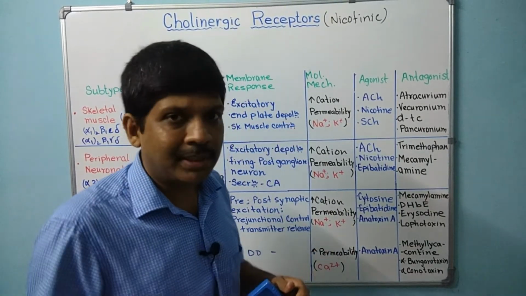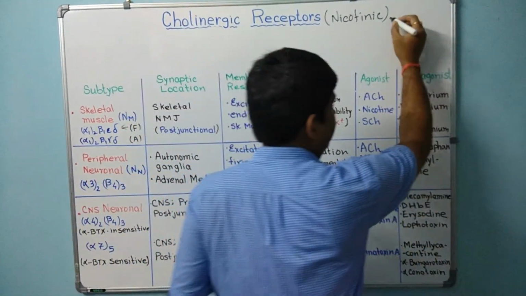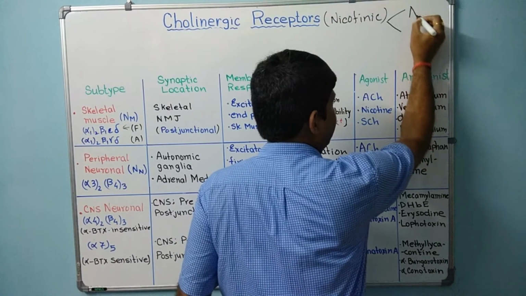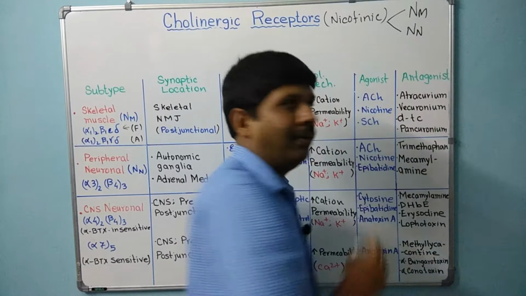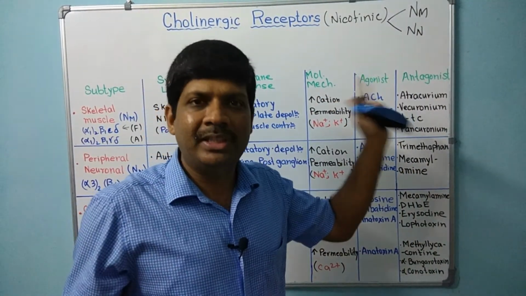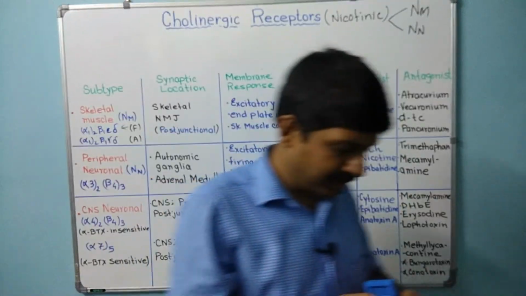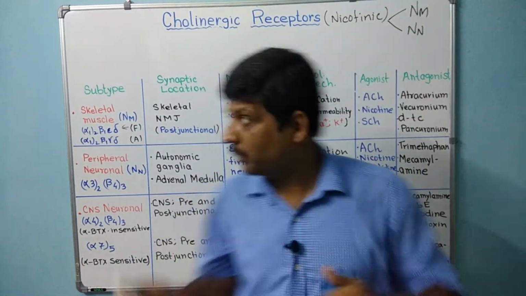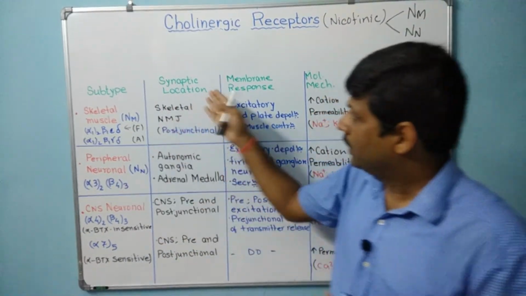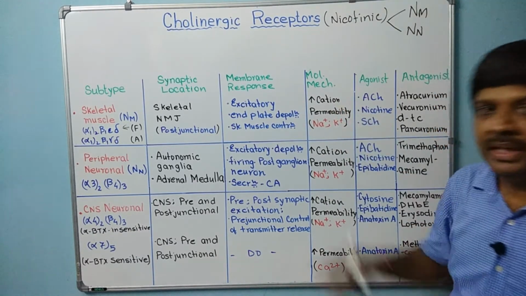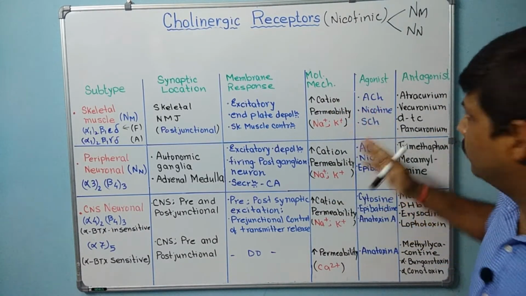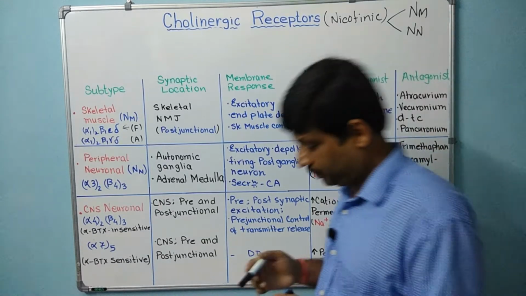Now nicotinic receptor can be divided into two major forms, that is NM type and NN type. I will get into the details of these receptors later on. I will discuss the details of these receptors under their subtype, the synaptic location, the membrane response, molecular mechanism, the agonist for those types of receptors and then the antagonist.